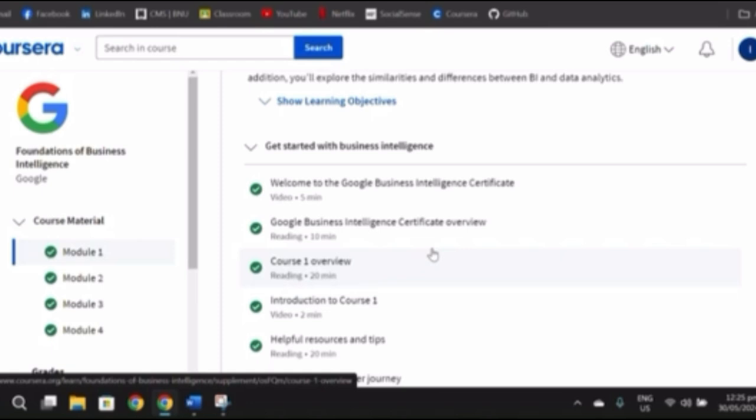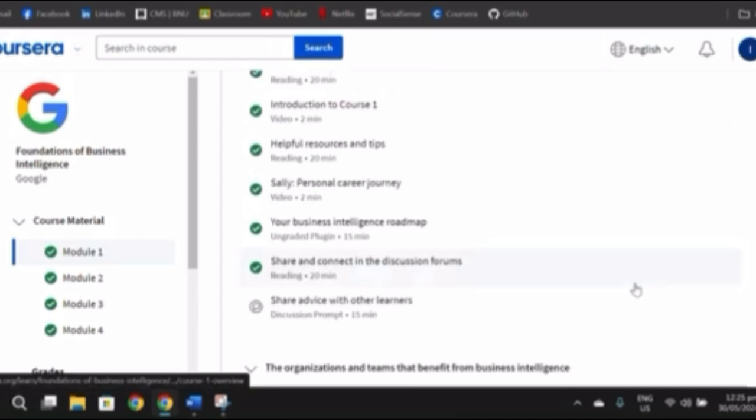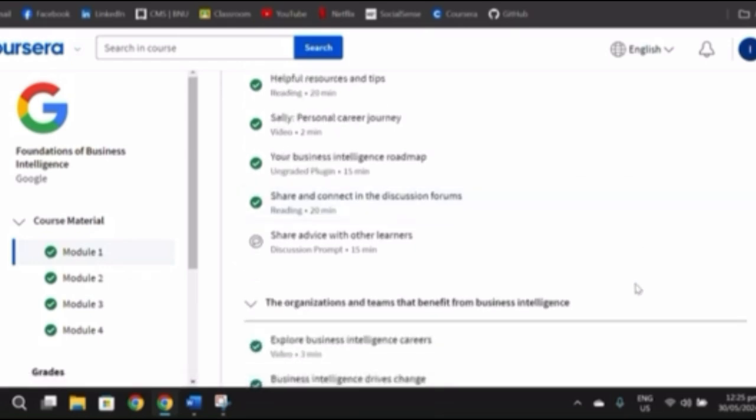Understanding the difference between data analytics and BI is crucial. While data analysts focus on analyzing raw data to find patterns and insights, BI encompasses a broader scope, including data collection, analysis, and strategic application of insights to drive business decisions.